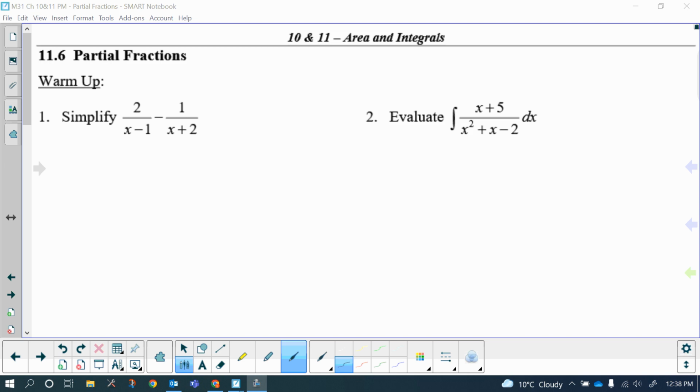We have been looking at methods of integration. And in today's lesson, we are going to look at a strategy that's called partial fractions.